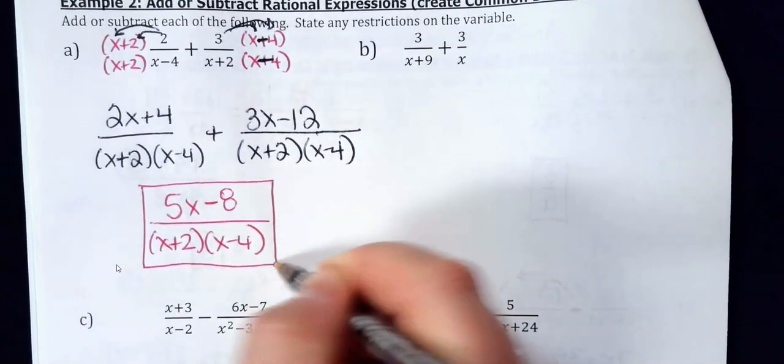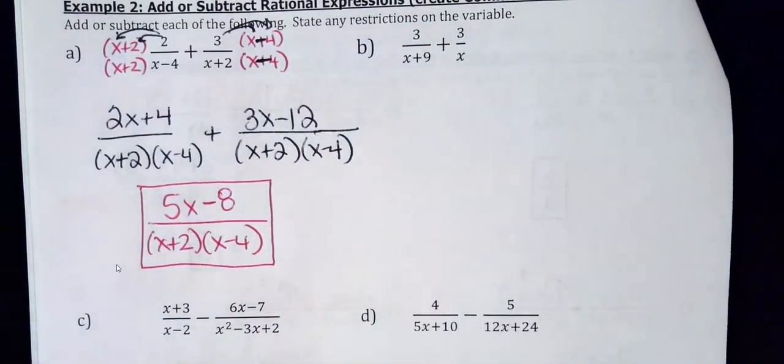Nothing else is going to factor out or cancel, and don't FOIL the bottom of those fractions. Only work on the top and then see if you can cancel anything out, but just go ahead and leave the bottom in factored form.